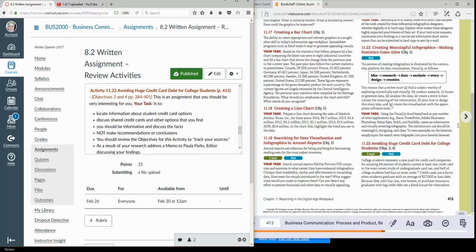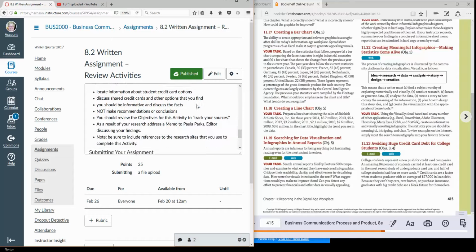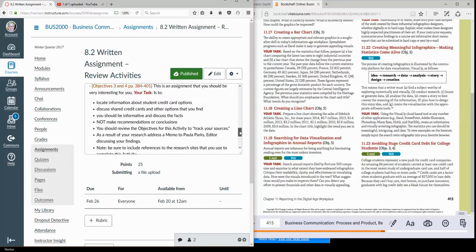is, I think it's over 2 pages. Yeah, it is. It's objectives 3 and 4. Locate information about student credit card options, discuss shared credit cards and other options that you find. You should be informative and discuss the facts, not make recommendations or conclusions. You should review the objectives, and as a result of your research, address a memo. You have to do a memo to Paula Parks, editor.